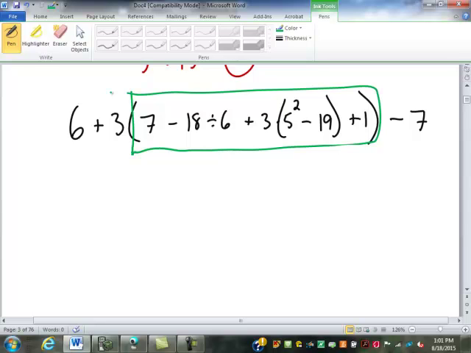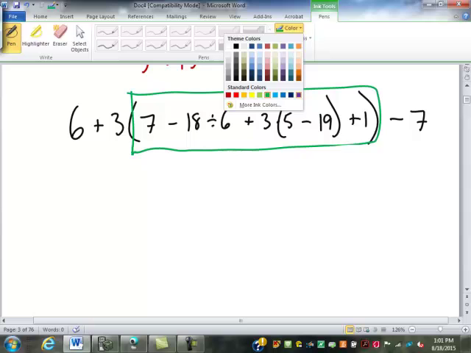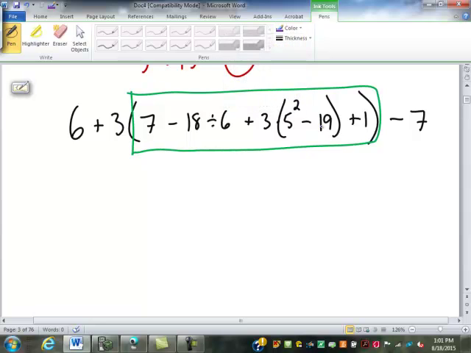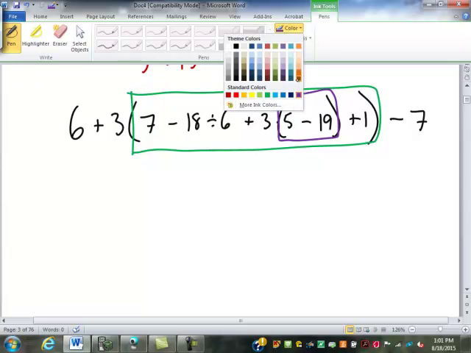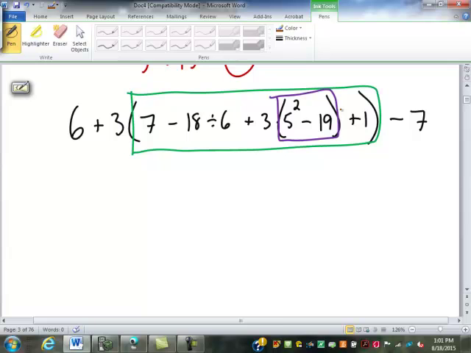Now some of you might be like, well, but there's another one. Yeah. Inside that parentheses, inside the green box in this case, we still have to follow the order of operations. And inside there is another enclosing symbol. Right there. So now we're going to narrow down our work inside the purple box. So what do we do first there?